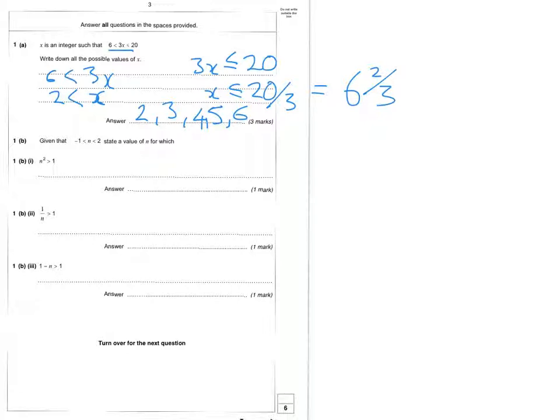Given that -1 is less than n, which is less than 2, state a value of n for which n squared is greater than 1. It doesn't say it has to be a whole number, so n could be 1.1, anything greater than 1.